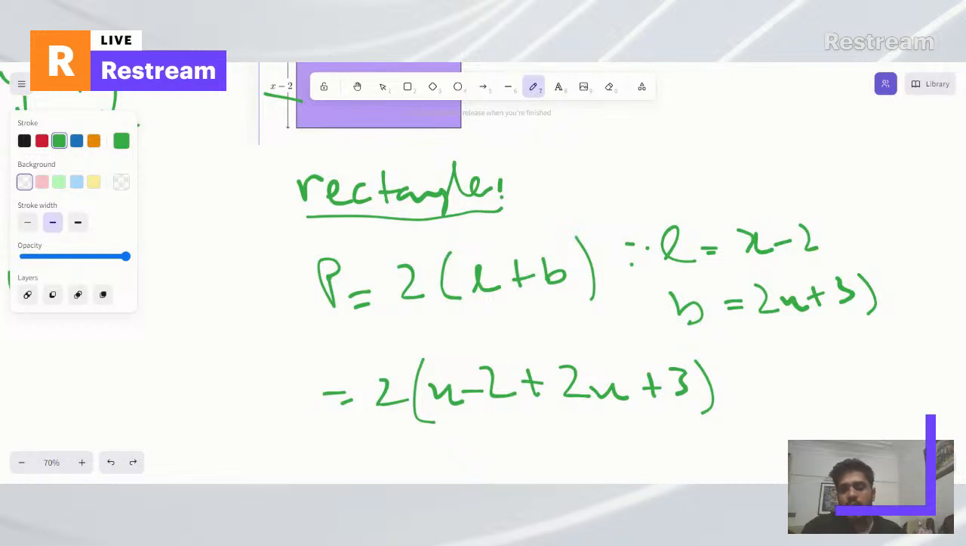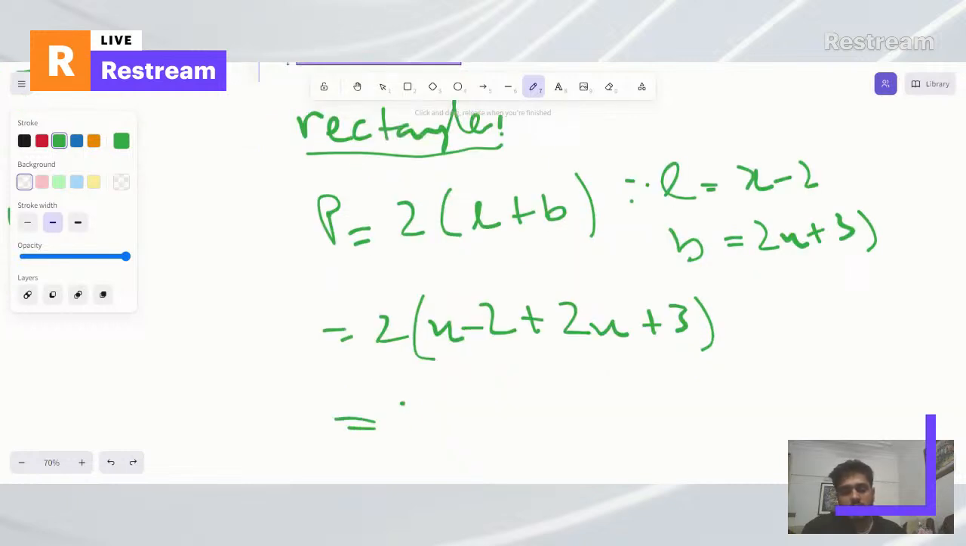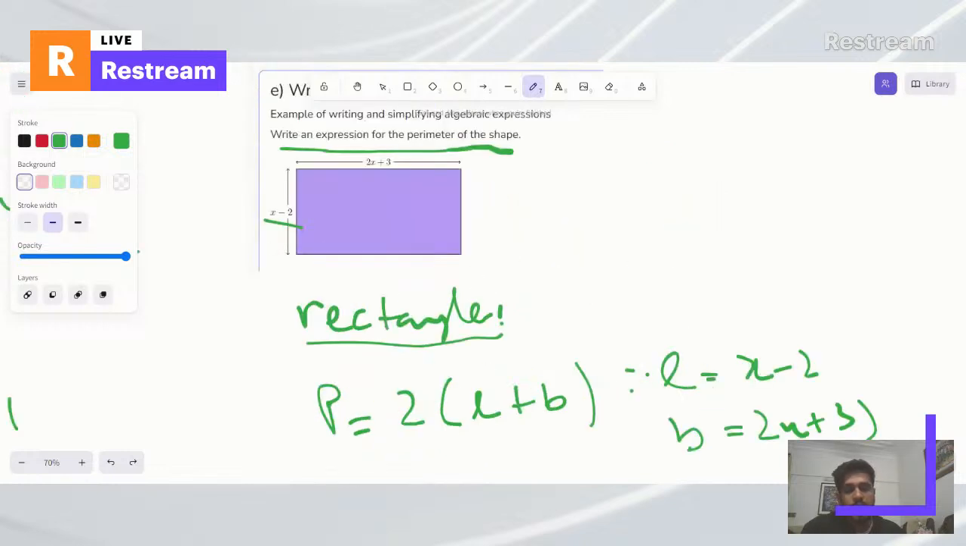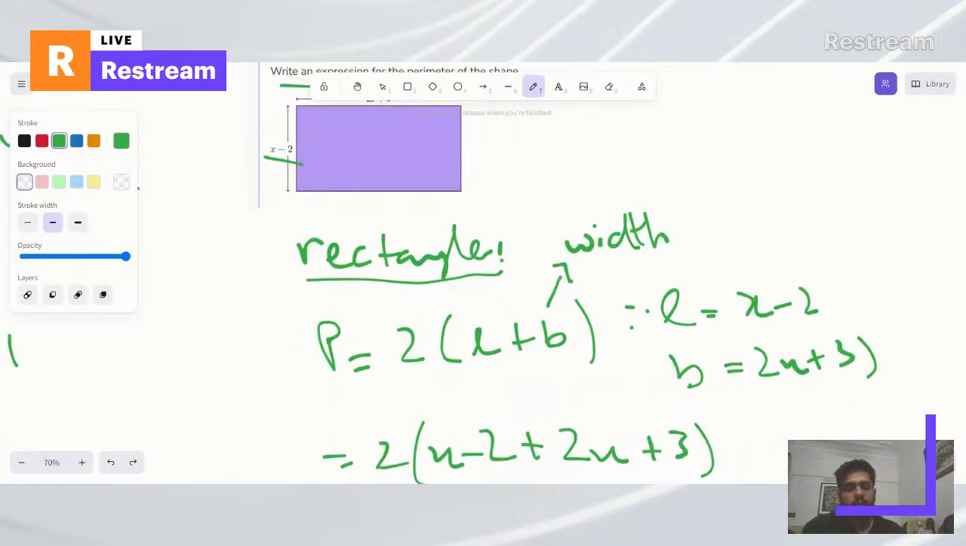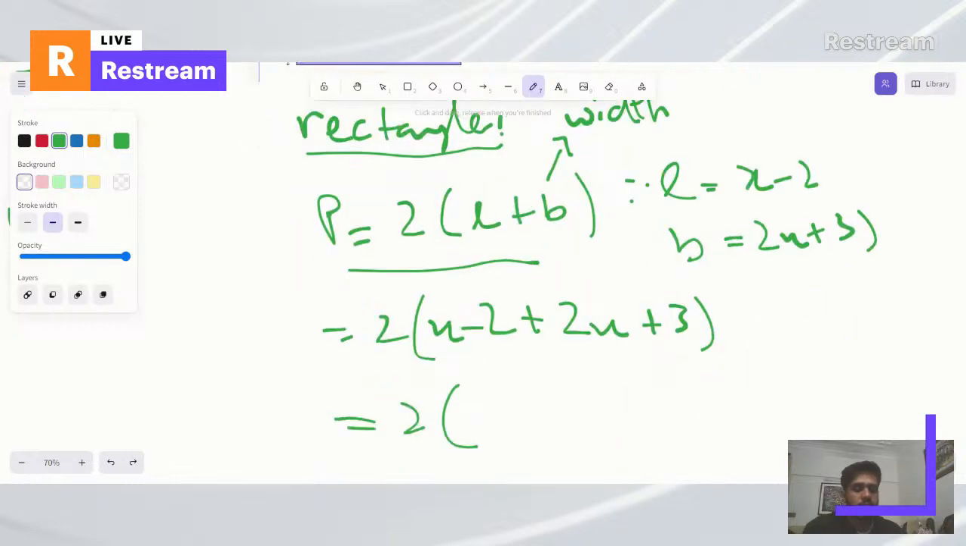Now what are we going to do? We're going to add the like terms together. Somebody has answered length multiplied by width, but it's going to be 2 multiplied by length plus width, or breadth, anything that you want to call it. It can also be called width, it's the same thing. But length into width is for area. It's not for perimeter. Perimeter is this.